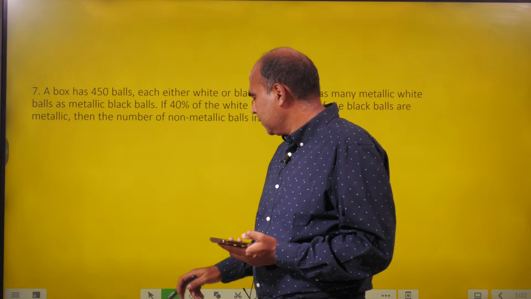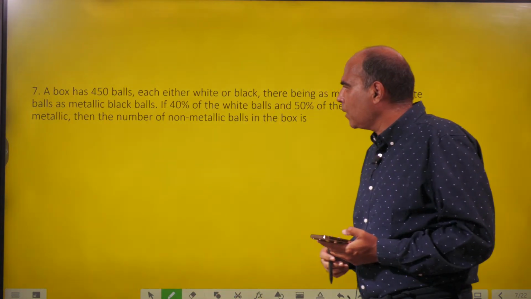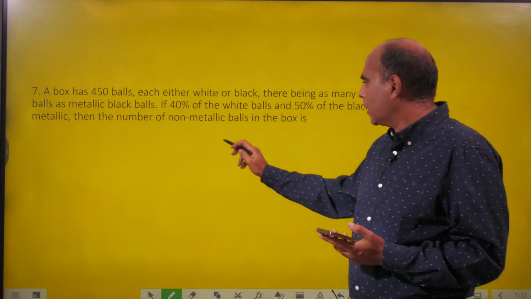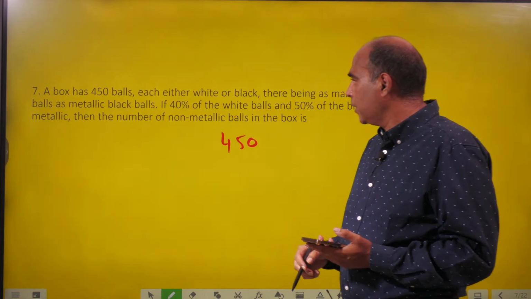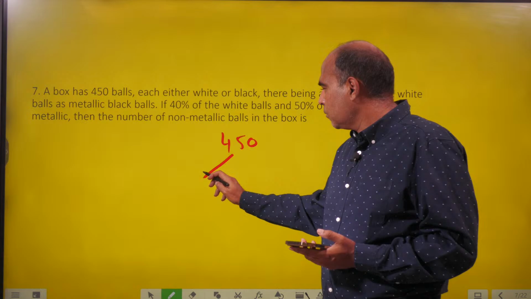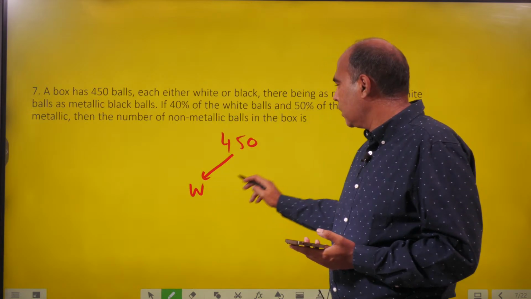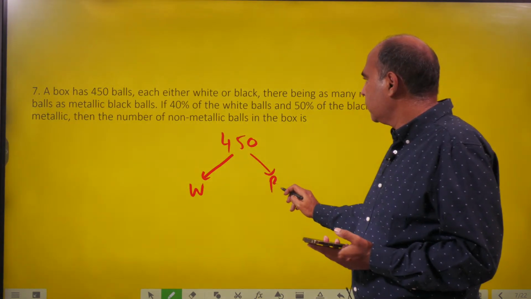Let's look at the seventh one. A box has 450 balls, each either white or black. This is cross-reference data. It is used a lot in Data Interpretation. Please remember that. This kind of data structure is used a lot. Each either white or black.